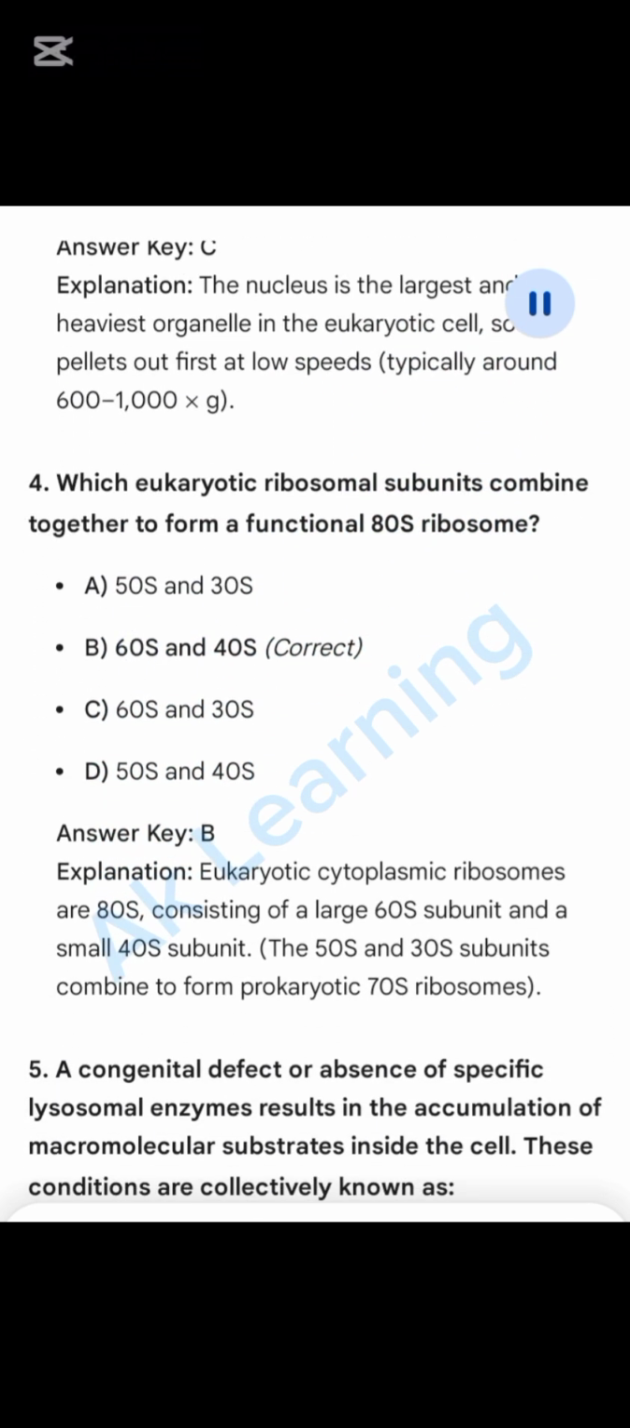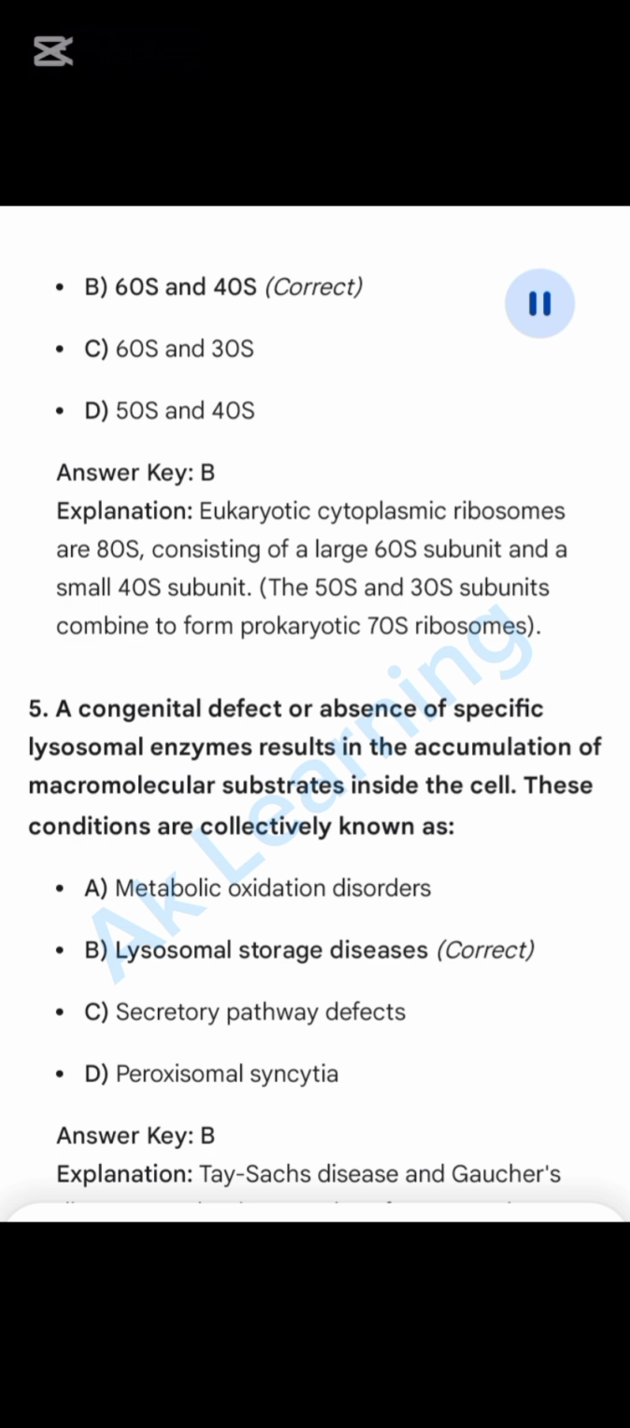4. Which eukaryotic ribosomal subunits combine together to form a functional 80S ribosome? A. 50S and 30S. B. 60S and 40S. Correct. C. 60S and 30S. D. 50S and 40S. Answer key, B. Explanation. Eukaryotic cytoplasmic ribosomes are 80S, consisting of a large 60S subunit and a small 40S subunit. The 50S and 30S subunits combine to form prokaryotic 70S ribosomes.